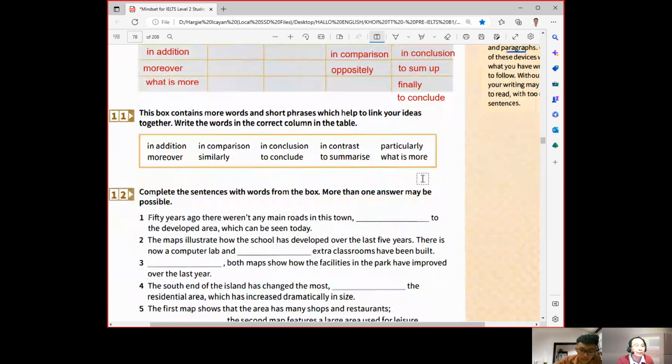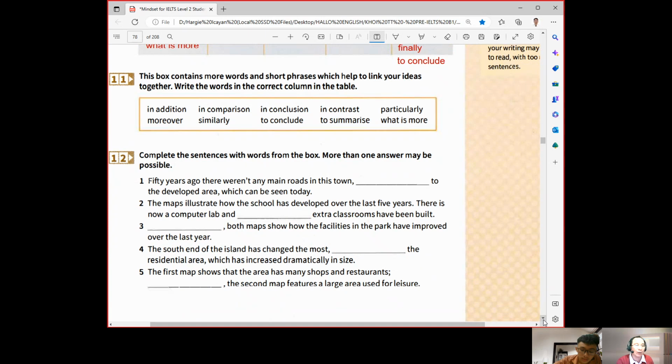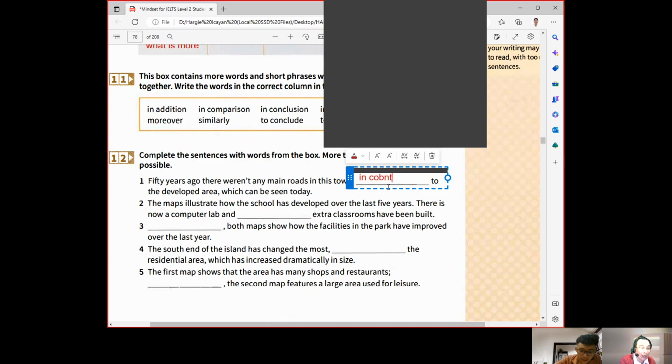Now let's move on. Look at this. This box contains more words and short phrases which help to link your ideas together. So write the words in the correct column in the table. Number one: 50 years ago, there weren't any main roads in this town. So we can use in contrast to.